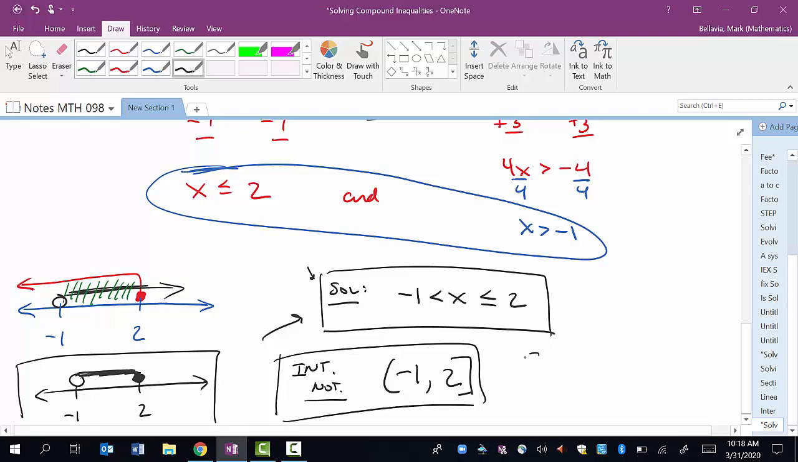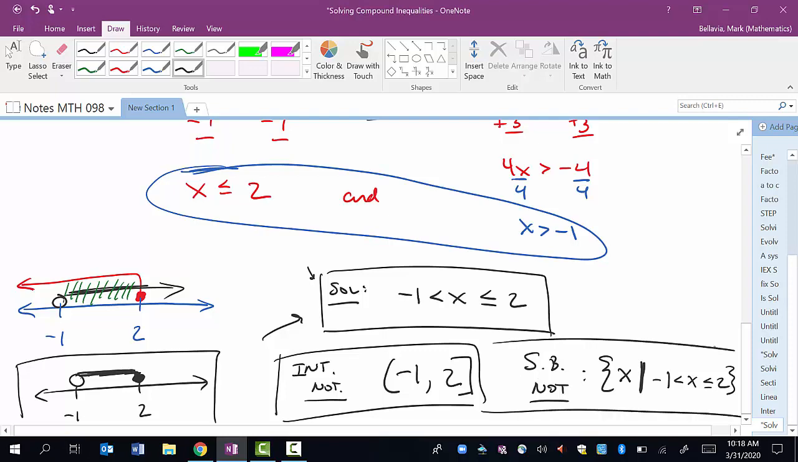If I wanted to write set builder notation, remember how set builder notation works. You always write a curly brace for a set, the variable we're talking about, which is x, the bar, that means such that, and then this -1 is less than x is less than or equal to 2. We're going to write as the condition. So -1 is less than x is less than or equal to 2, and close the curly brace on that side.